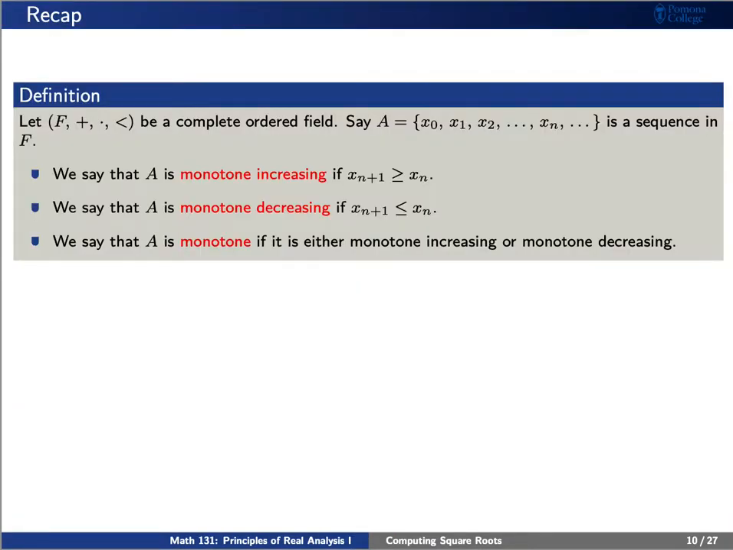We also discussed the concept of a monotone sequence. Again, say that F is a complete ordered field, and say that we have a sequence capital A, x0, x1, x2, and so forth. We'll say that our sequence is monotone increasing if x sub n plus 1 is greater than or equal to x sub n. We'll say that our sequence is monotone decreasing if x sub n plus 1 is less than or equal to x sub n. We'll say that our sequence is monotone if it is either monotone increasing or monotone decreasing.